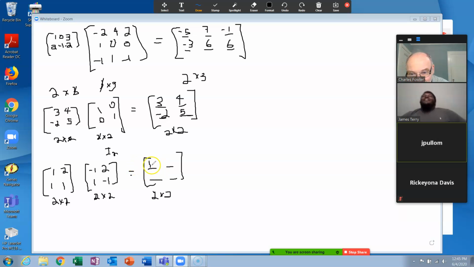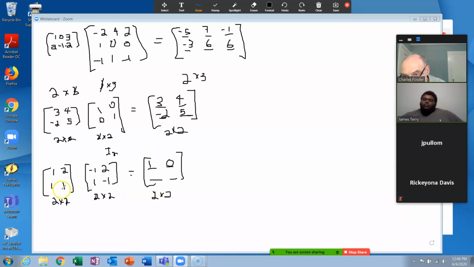Okay, here we have the first row, second column. So we'll take the first row of this one by the second column of this one. And you get a 1 times 2 is 2. Plus a 2 times a negative 1 is negative 2. And what does that give you? 0. Wow, okay.